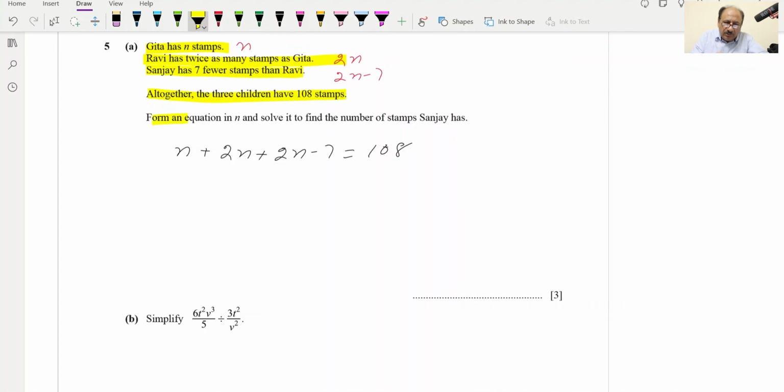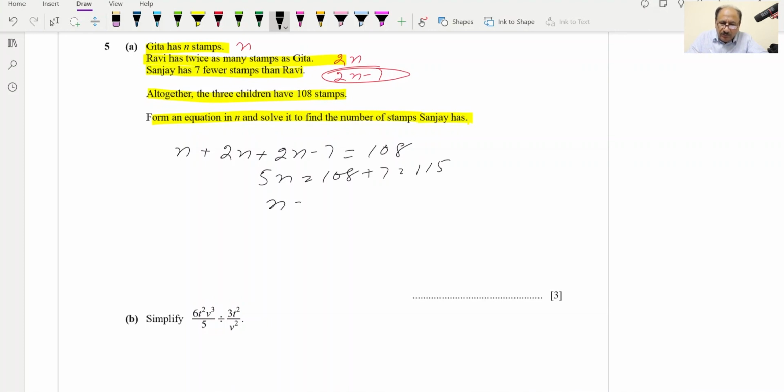They're saying form an equation in n and solve it to find the number of stems Sanjay has. Which one is Sanjay? Sanjay is 2n minus 7. So we'll find the n value, and then we'll replace it in 2n minus 7. So this is 1 plus 2, 3. 3 plus 2 will be 5. So 5n is equal to 108 plus 7, which is equal to 115.